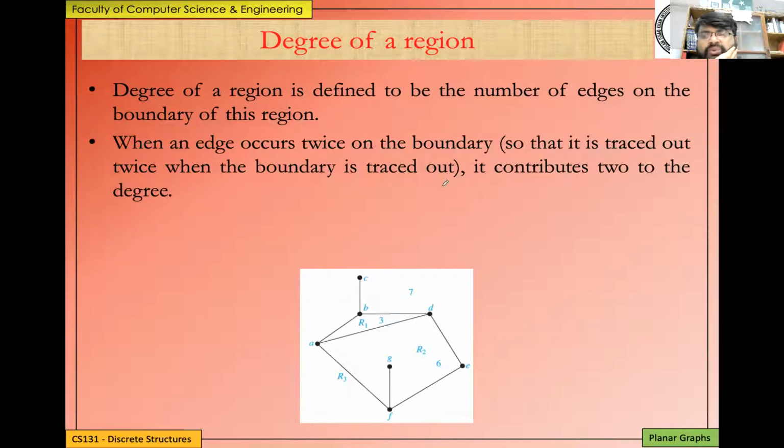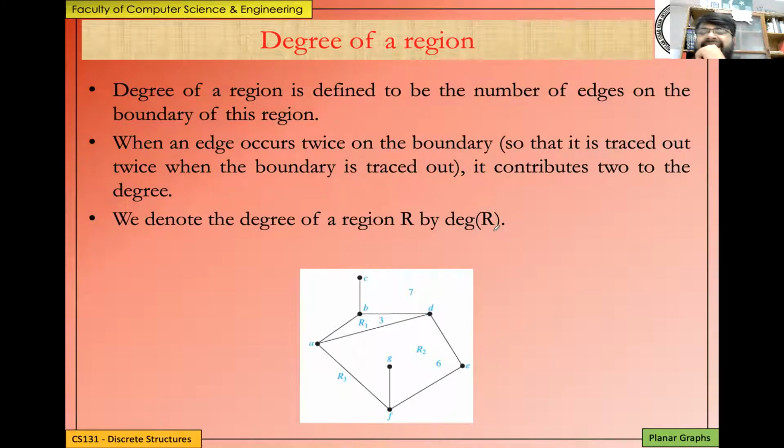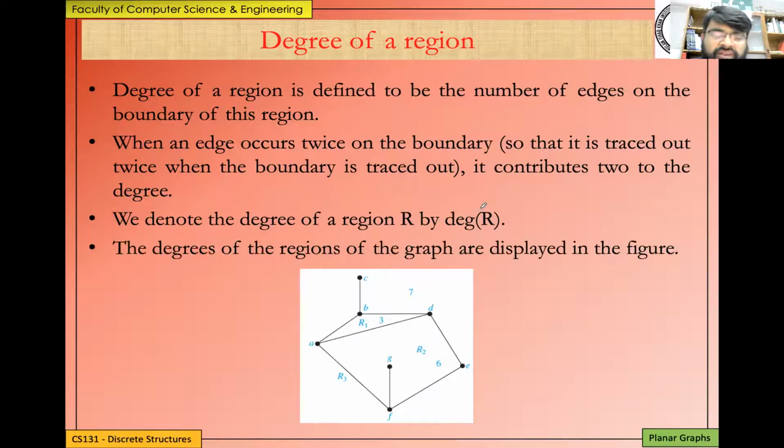So when an edge occurs twice on the boundary, so that it is traced out twice when the boundary is traced out, it contributes 2 to the degree. And that's why this one is contributing 2 and this one is contributing 2 as well. And we denote the degree of a region R by deg R. So degree of a region and degree of a vertex are two different concepts. The degrees of the regions of the graph are displayed in the figure for you, and I've already mapped it out.